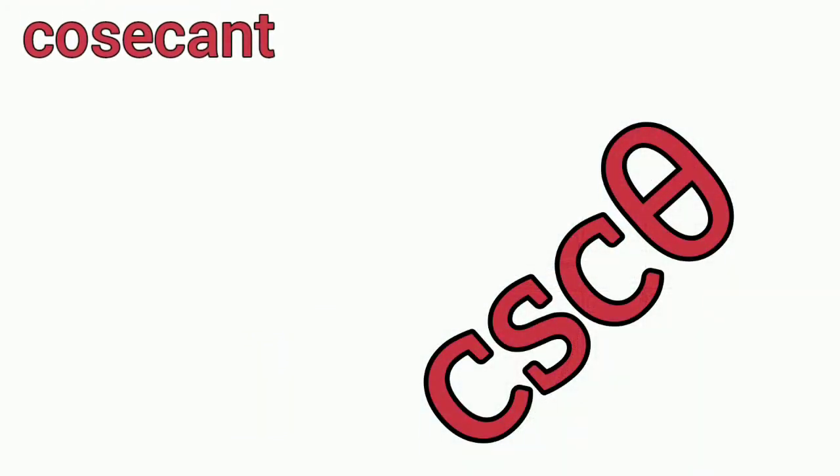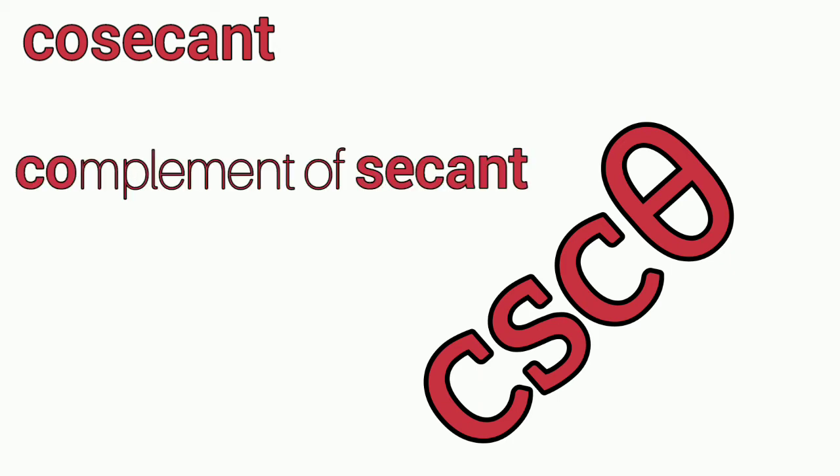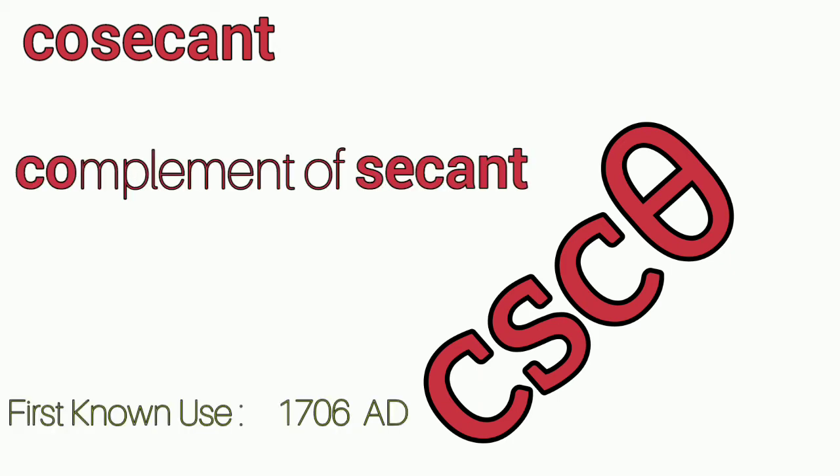And csc is cosec or cosecant, or in a broad sense, the complement of secant. The term came to our knowledge in 1706 AD. So, sec is a line that intersects a curve at two or more points. And cosec is a complement to the line that intersects a curve.